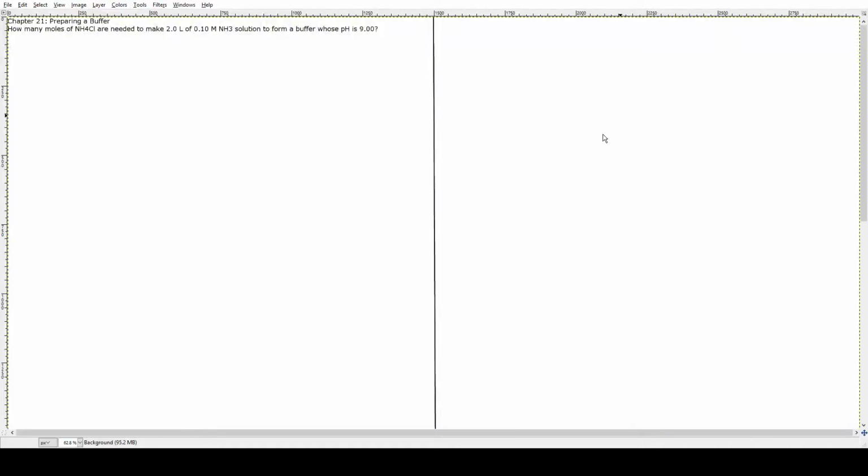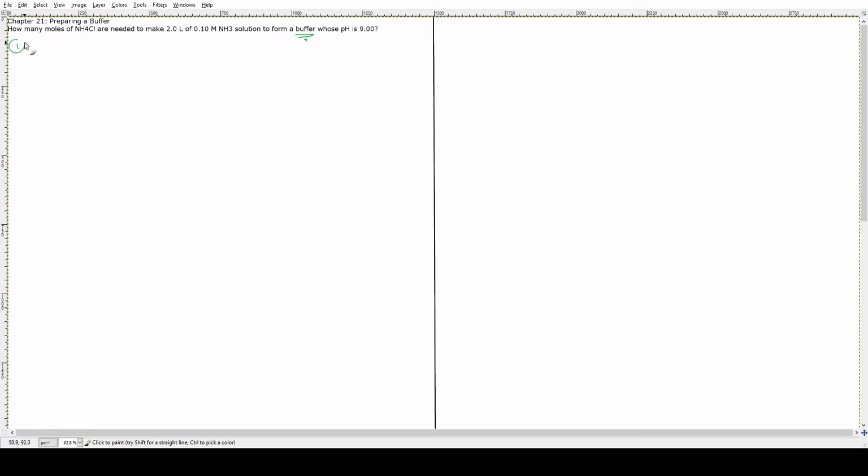Chapter 21, Preparing a Buffer. How many moles of ammonium chloride are needed to make 2 liters of 0.1 molarity ammonia solution to form a buffer whose pH is 9? So right away when you see this problem you should go, ooh, buffer. I learned an equation that has to do with buffers. That equation is the Henderson-Hasselbalch equation, or however you pronounce that complicated name.